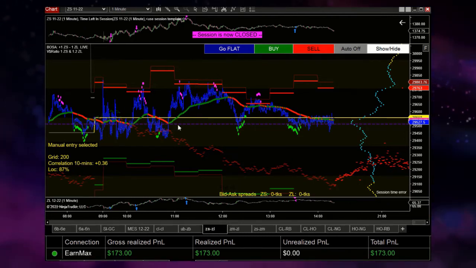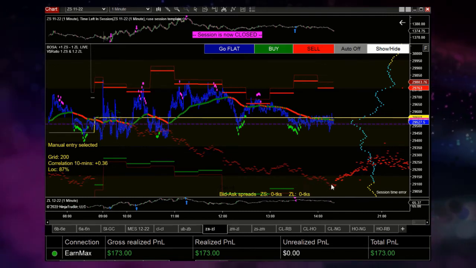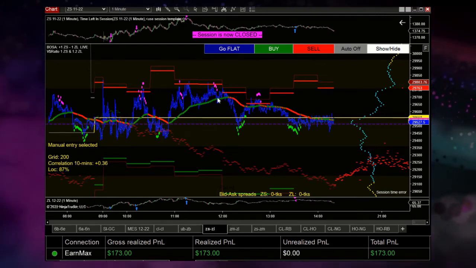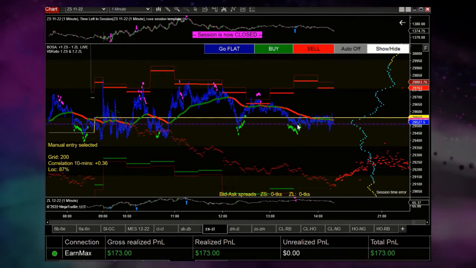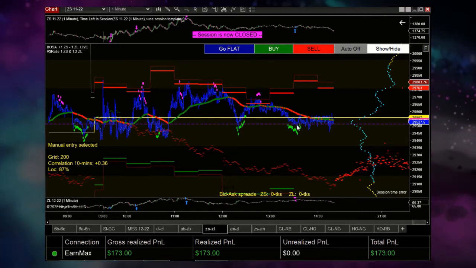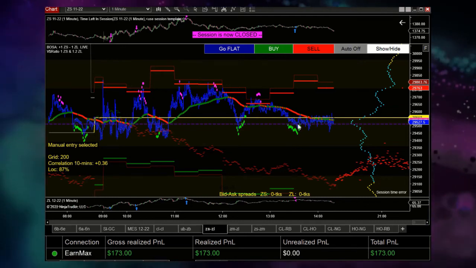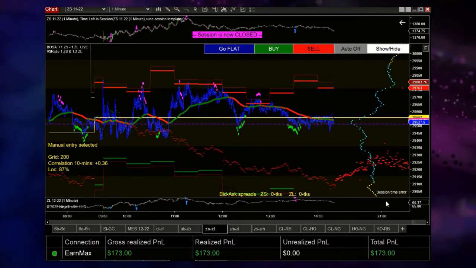The market kind of found some support here at the fast moving average, but I was still holding out for this long-term down move. Eventually the market did pop down here. It bounced again. I was still holding for a move below the low. I decided to get out, finally got out. So we got out right here. We bought back the spread and exited here, again plus 173 bucks.